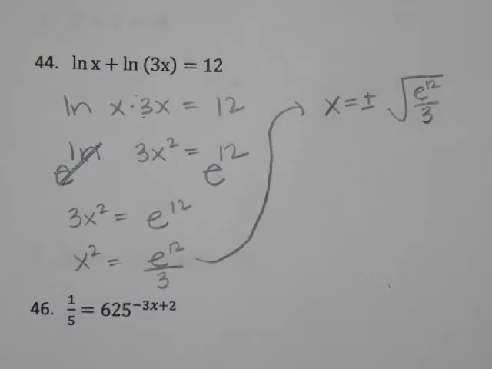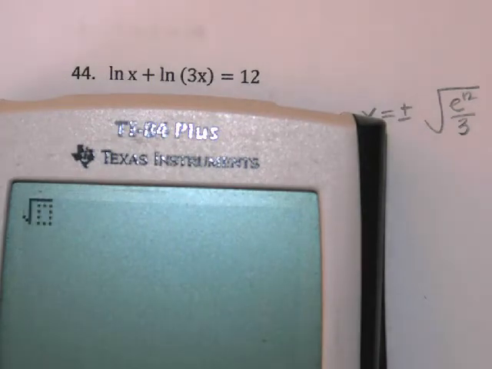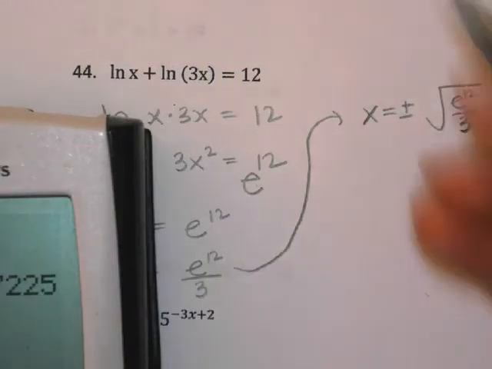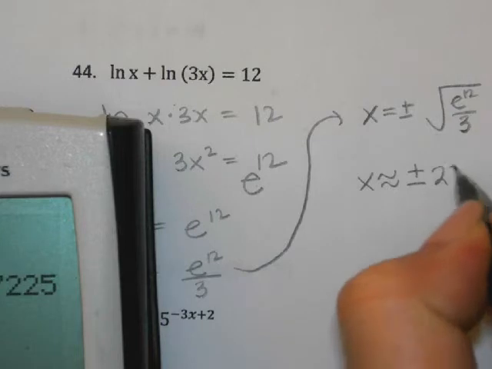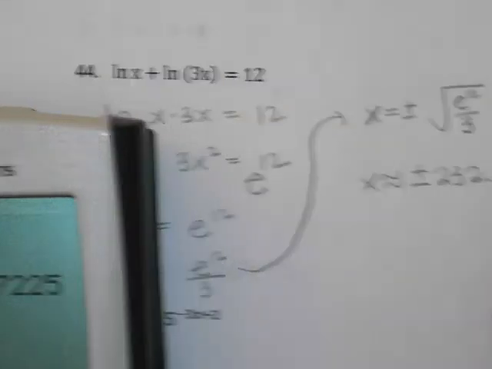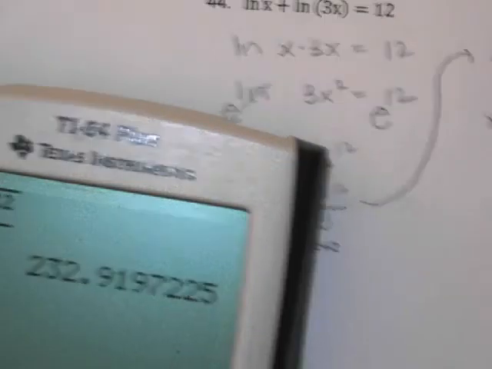No. We have to check them. Let's go ahead and figure out what that decimal would be. So I have a square root, I have a fraction, and the second ln, so that's my e to the 12 over 3. So I have x is approximately positive or negative 232.919, which has to be rounded up. How do I round up 919? 920.